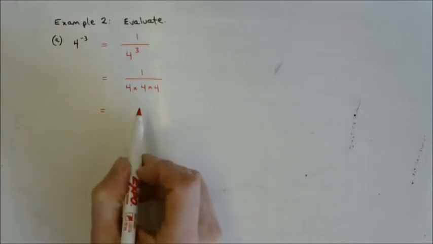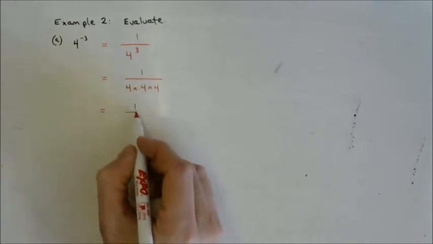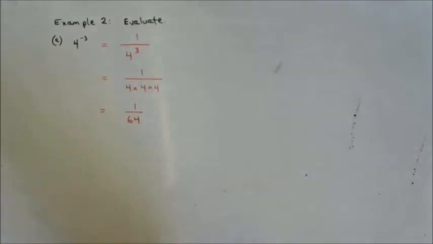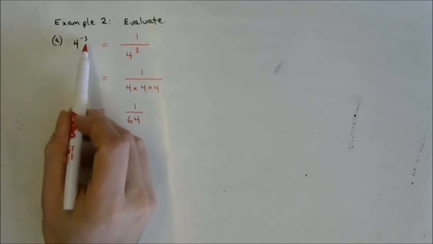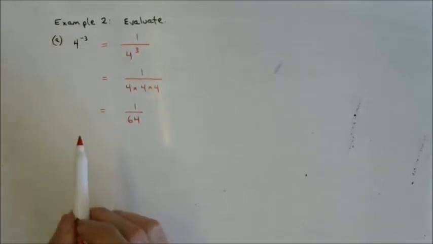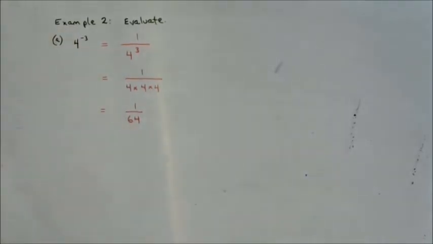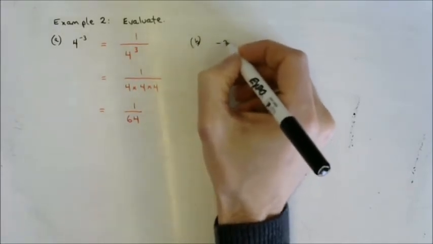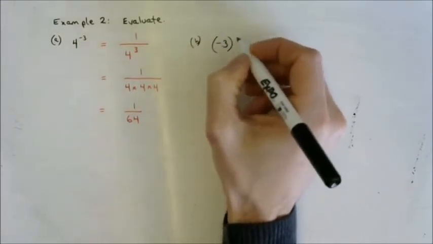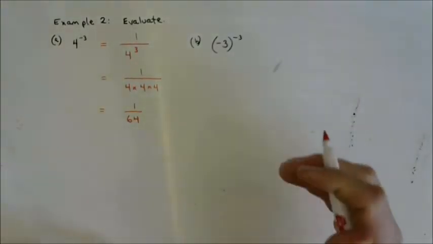And I can evaluate that. 4 times 4 is 16, times 4 is 64. So basically, if we know that 4 to the power of 3 is 64, then we also know that 4 to the power of negative 3 is 1 over 64. Let's try another one, and this time we're going to have a negative base. The rule stays the same. We don't need to do anything differently. We don't need to change the rules.